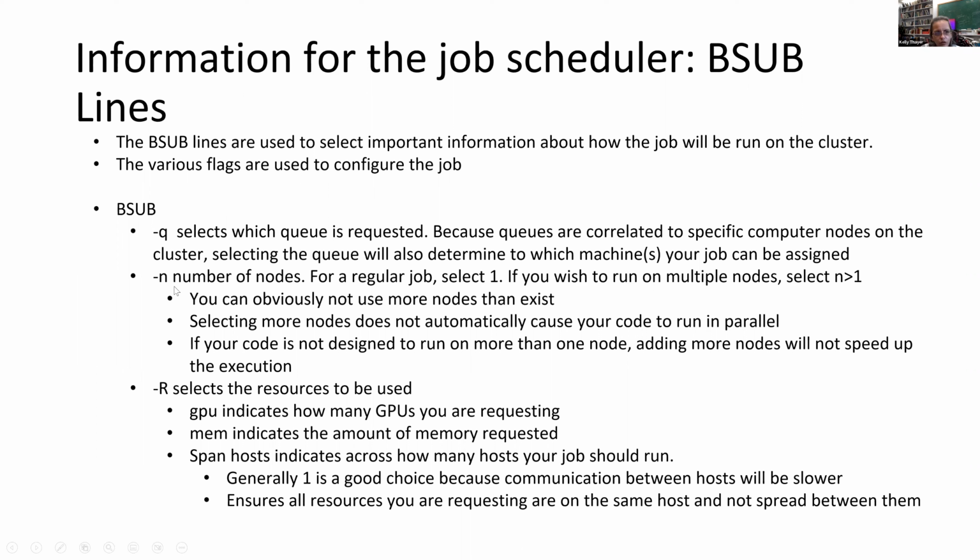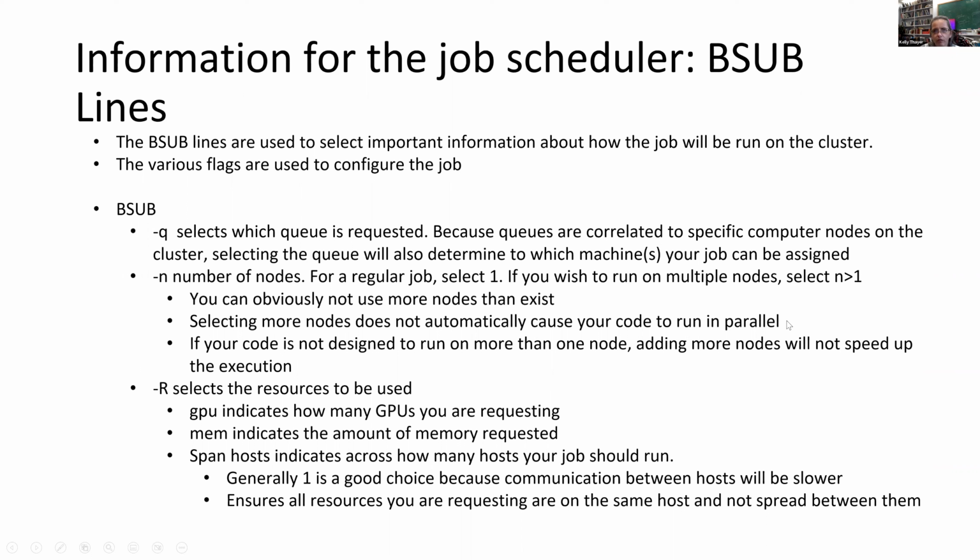-n will mention the number of nodes you're running. So for regular jobs, you'd select 1. If you wish to run on multiple nodes, meaning you're planning to run in parallel, and you need to have parallelized code to do this, otherwise you'll just be blocking up nodes and running only on one of them, you would select n greater than 1. Obviously, you can't use more nodes than exist on that machine, and selecting more nodes does not automatically cause your code to run in parallel.